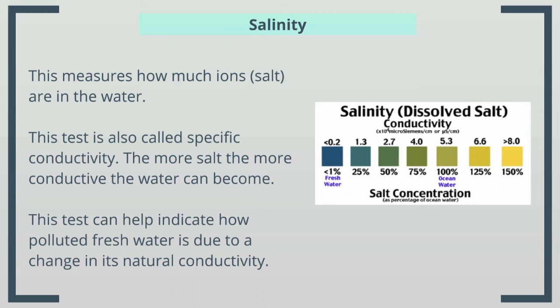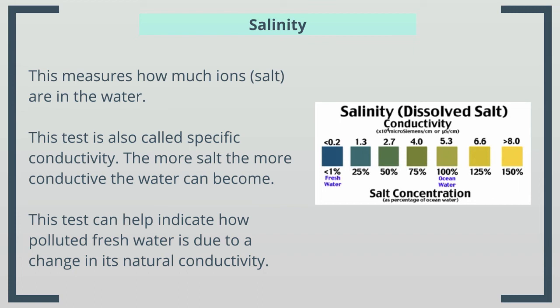Salinity is an abiotic factor that we can measure, and it's very close to salt. It measures how many ions or how much salt is in the water. This test is also called the specific conductivity test. So the more salt in the water, the more conductive the water can become. And this test can help to indicate how polluted freshwater is due to the change in its natural conductivity.